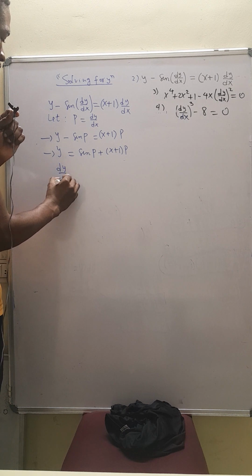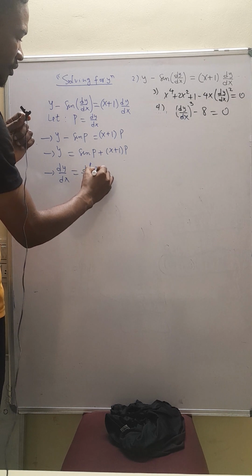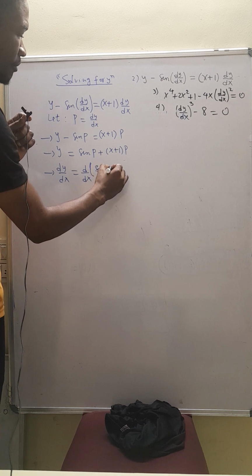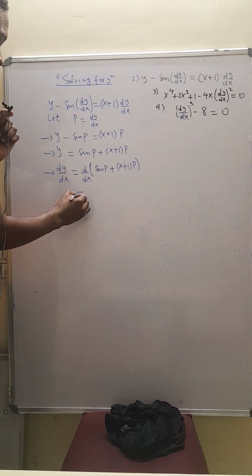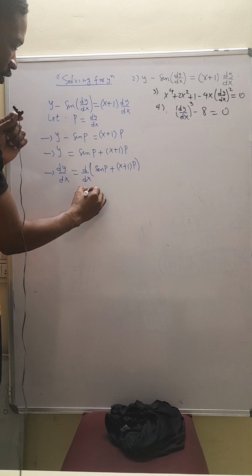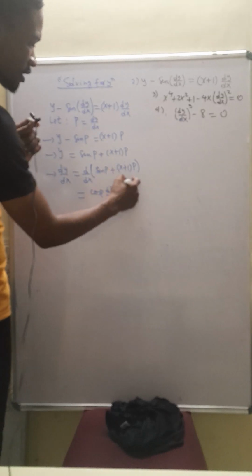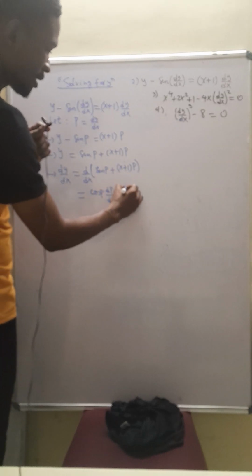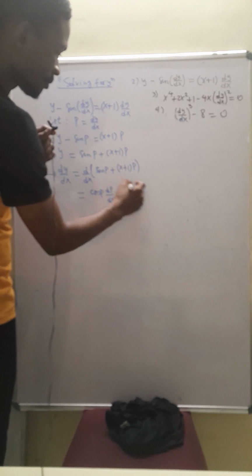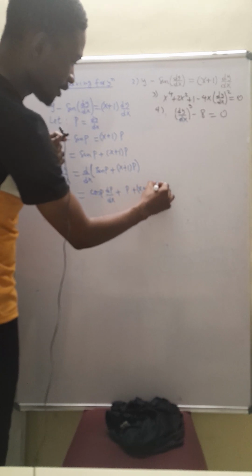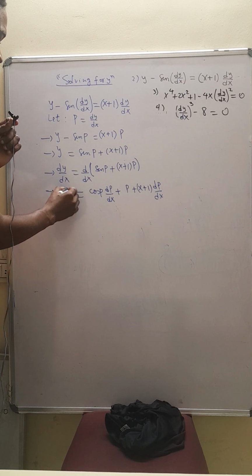Then differentiate with respect to x. On the left, dy dx; on the right, sin p plus (x plus 1) times p. When you differentiate, you get this expression: cos p dp dx, plus, deriving this again, p, then plus (x plus 1) dp dx. And dy dx, we know, is p.